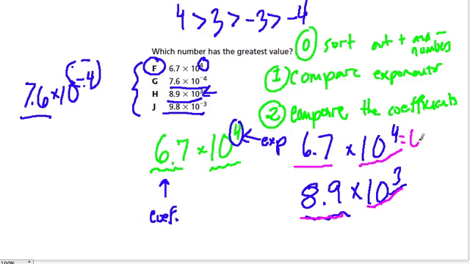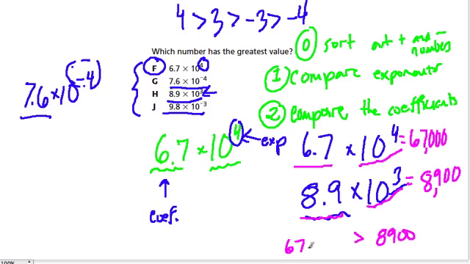And we can see that here we would get 6, 7, and 3 zeros, or 67,000. Here we would have 8,900. 8,900 is much smaller than 67,000. And that's because this power of 10 impacts the number greater than any other part of the number in scientific notation. Alright, hope that helped.